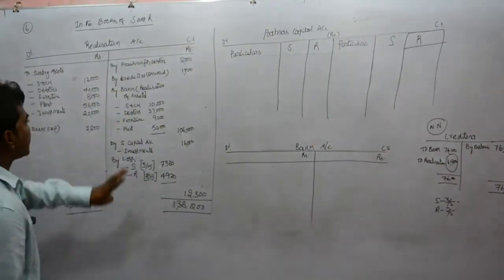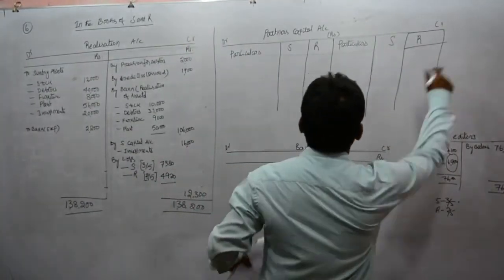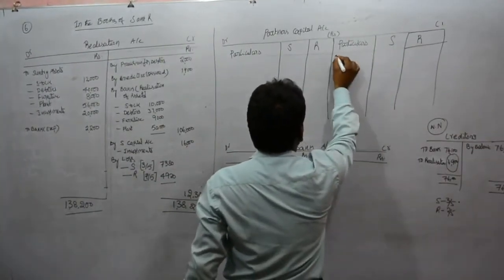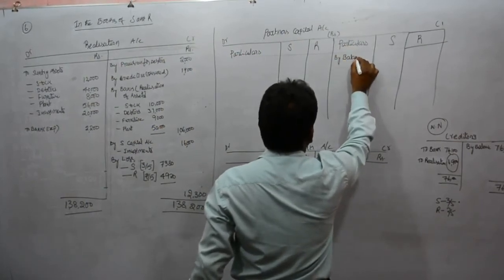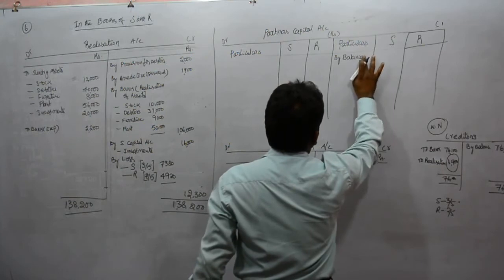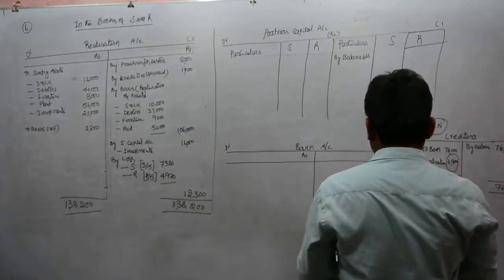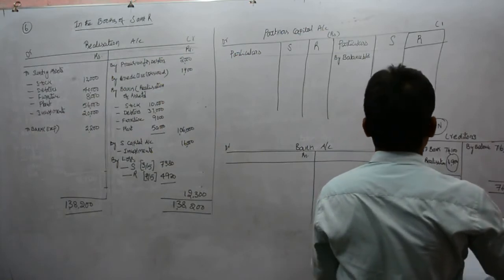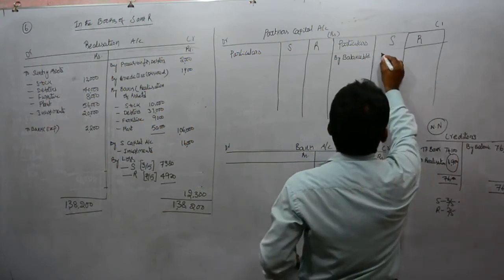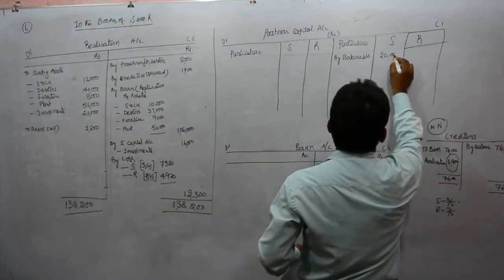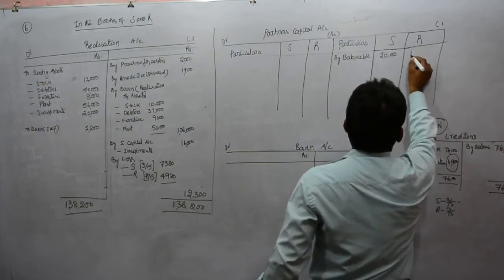Now we have prepared this realization account. Then come to the capital accounts of the partners. So first, take the balances of capital account. Balance brought down in S account, 20,000, and 16,000 in R account.